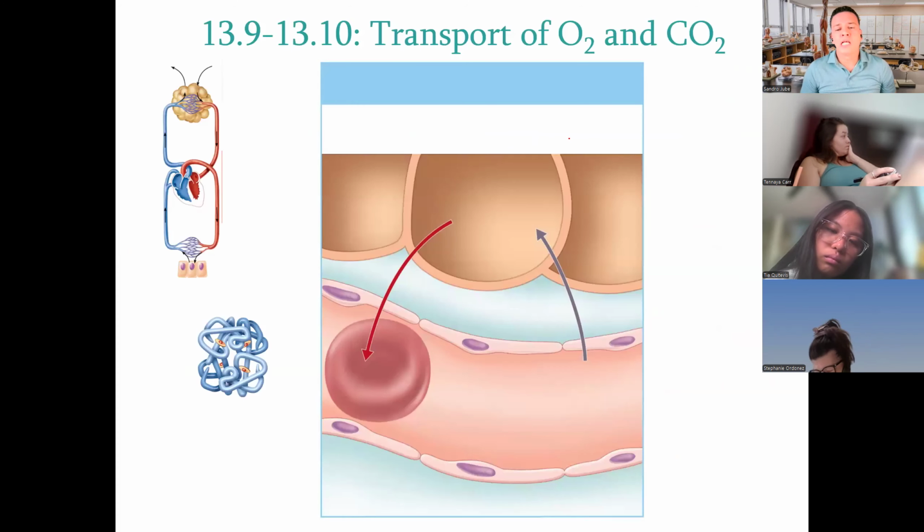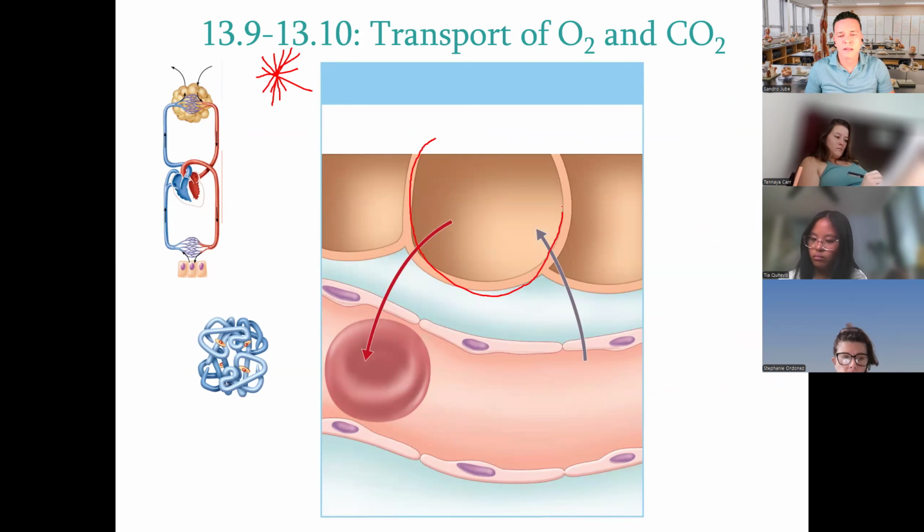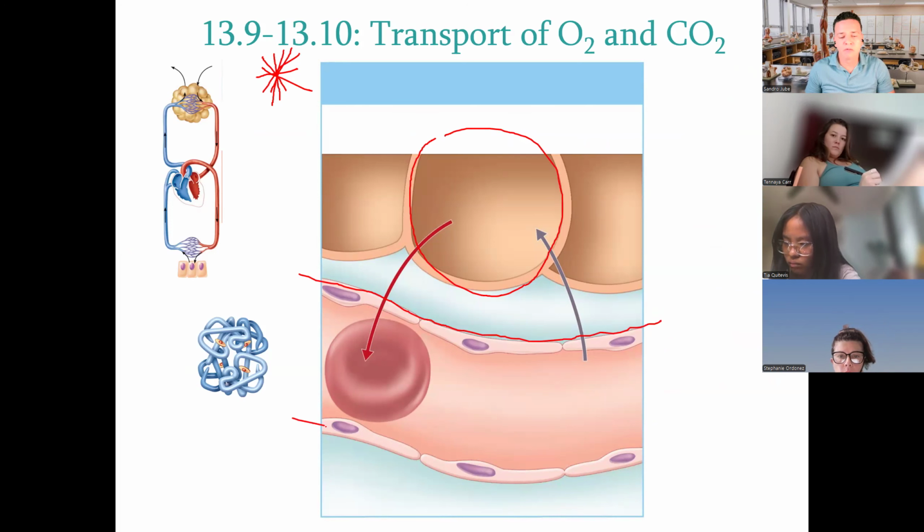Now, let's talk about the transport of gases in and out of our lungs. And this is something that I will ask you guys questions in the exam. So I need everybody's attention here, please. What are we looking at right here? We are looking at an alveoli, right there, an alveolus. And here I'm looking at a capillary that is passing right against the alveoli.